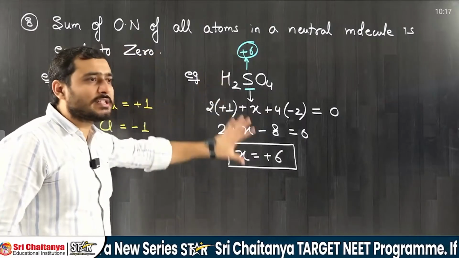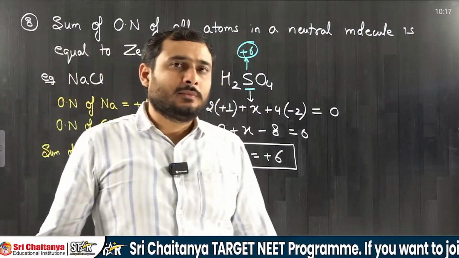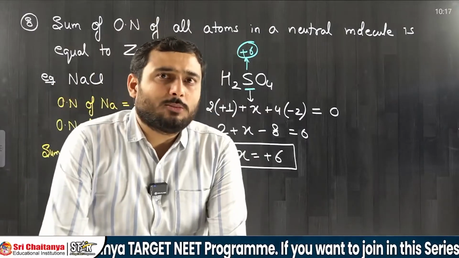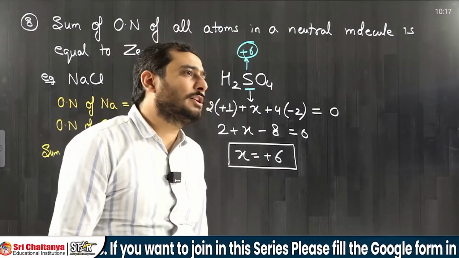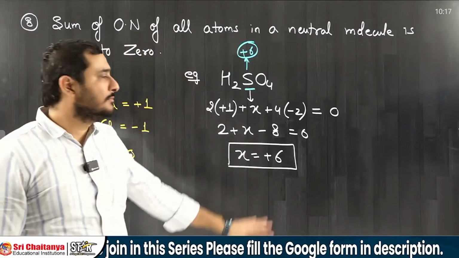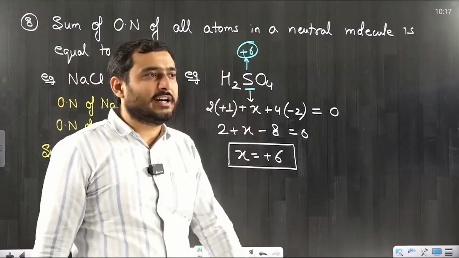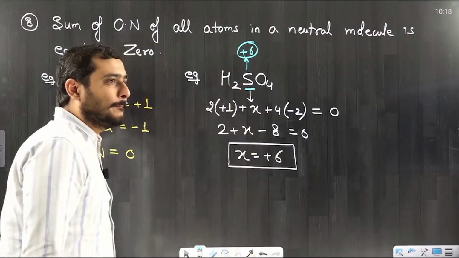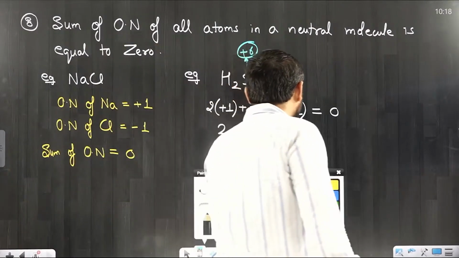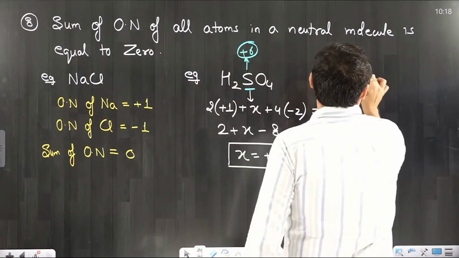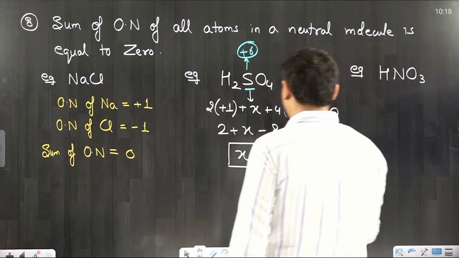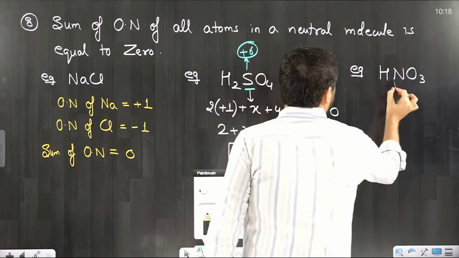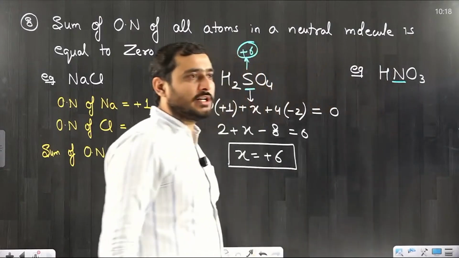Any doubt in this example, H2SO4? We have used this formula: the sum of oxidation numbers of all atoms in a neutral molecule is equal to 0. Only this you have to check in H2SO4. Any doubt? So if there is no doubt, I will write one example, HNO3. You have to find out the oxidation number of nitrogen in HNO3.